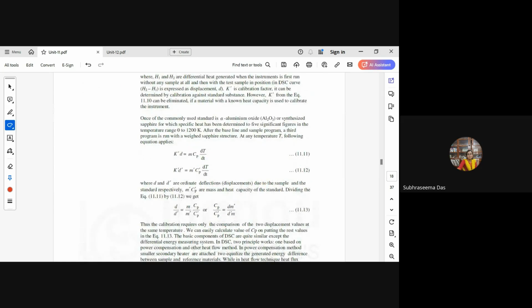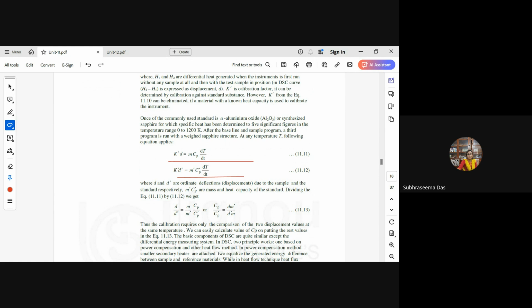One of the most commonly used standards is alpha aluminum oxide, or alpha alumina, or synthesized sapphire, for which the specific heat has been determined to 5 significant digits ranging in temperature from 0 to 1200 K. So at any temperature the following equation applies: K' T' is equal to M' Cp' into dT by dt.